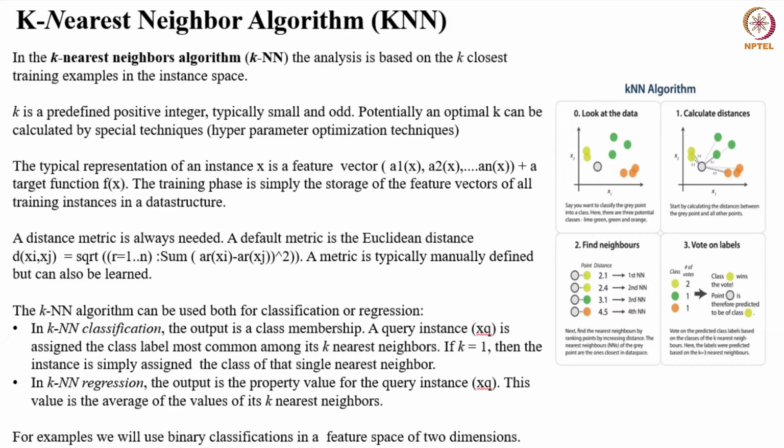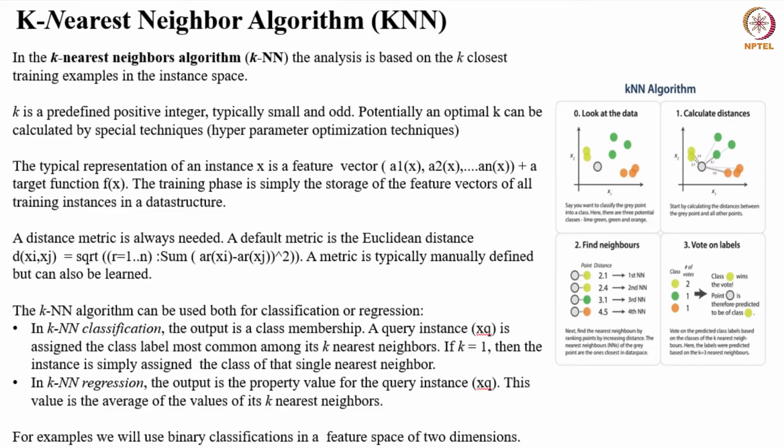Normally, you also select and define a metric like this one, but as for the number k, the metric can also be learned, hypothetically. The KNN algorithm can be used both for classification or regression, and in the KNN classification case, the output is of course a class membership. Here a query instance is assigned the class label most common among its k nearest neighbors.